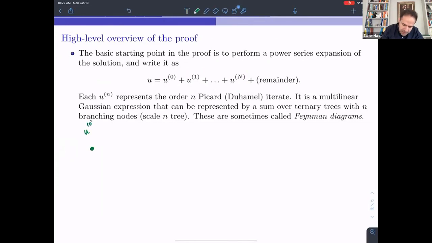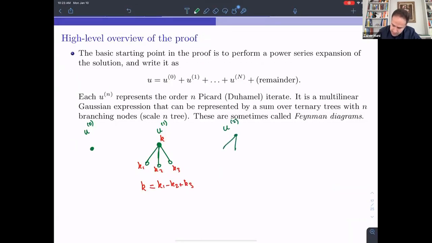u0 is represented by a vertex, a trivial tree. u1 is represented by a ternary tree, which has one branching node. So this is a branching node and 3 leaves. Those trees will be decorated by the wave numbers. So this is k, this is k1, k2, and k3. And there are rules for this decoration. Whenever you have a branching node like this, you must have k equal to k1 minus k2 plus k3.